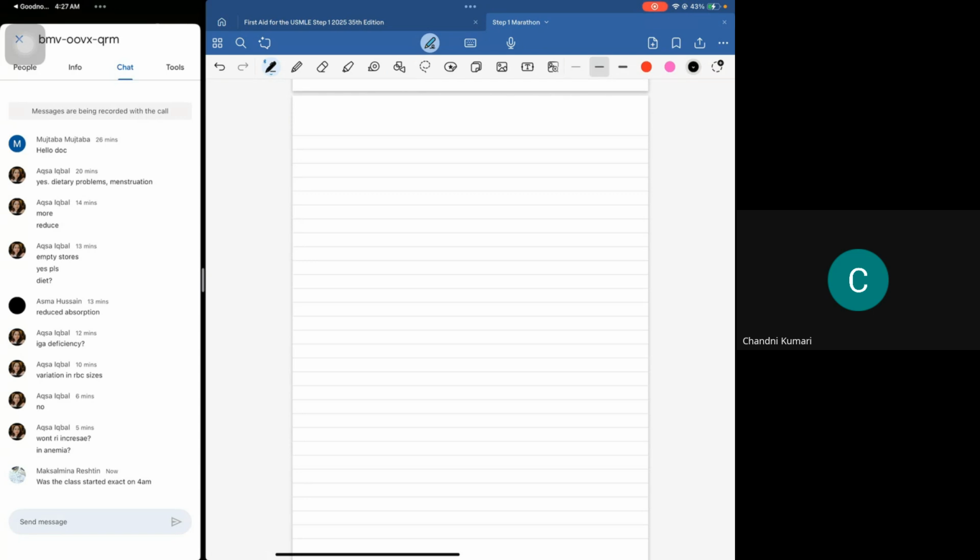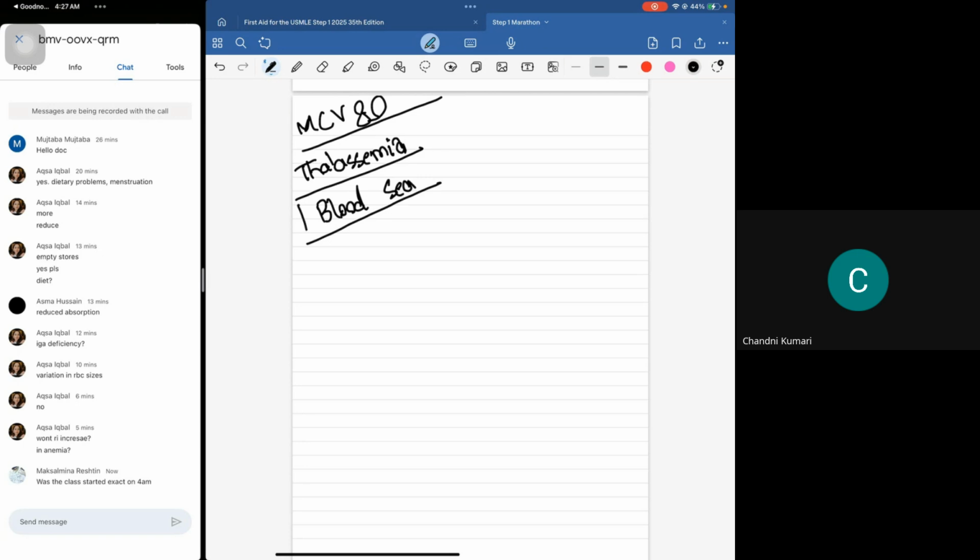Okay, so the first thing is that iron deficiency anemia is done. Now if the MCV is less than 80, the other thing that we can have is thalassemia. So what is thalassemia? Basically, thalassa means sea, and hemia means blood.